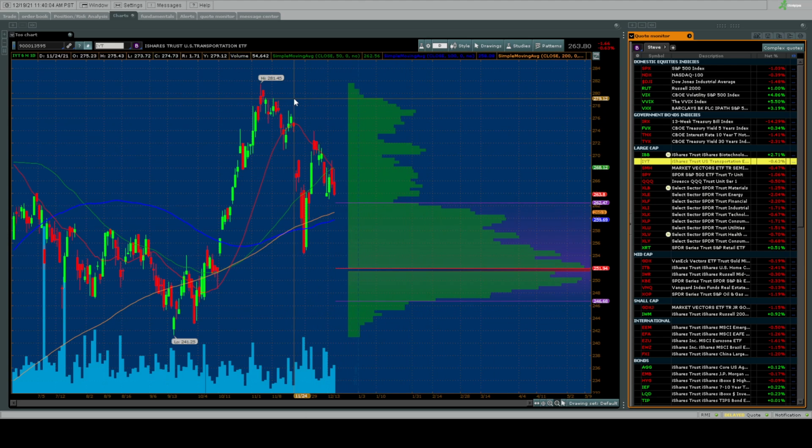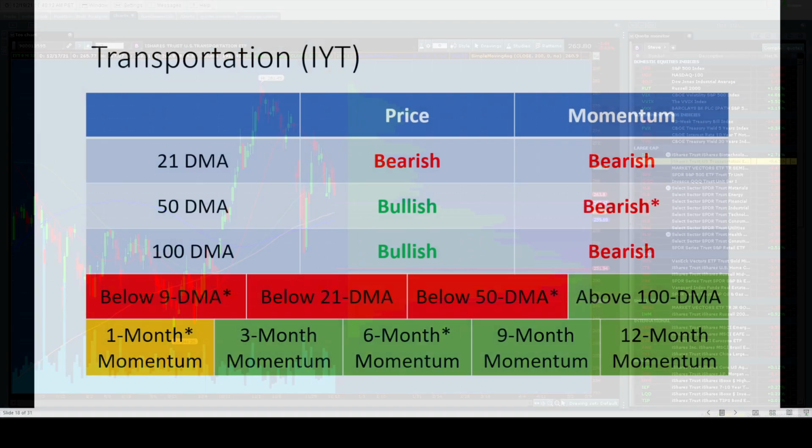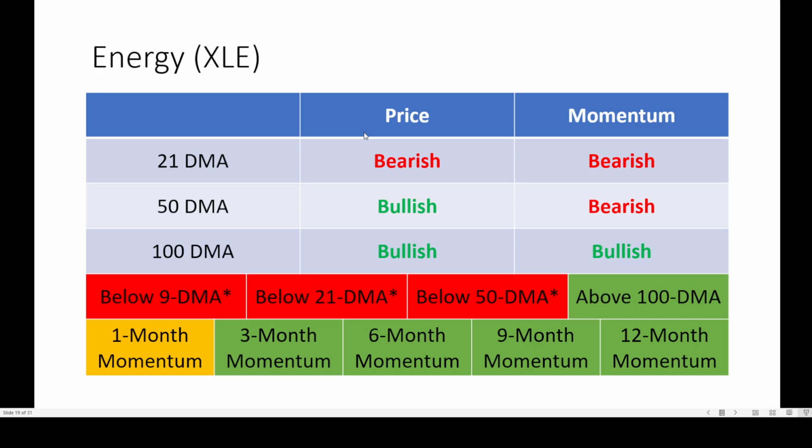But look again, all the transportation sector is doing is following, leading what you see with the big caps heading lower, and it makes sense why there will be no Santa rally this year. How about the energy sector?